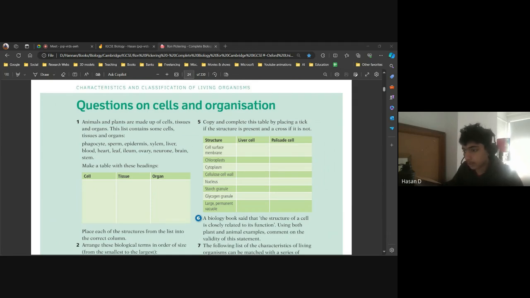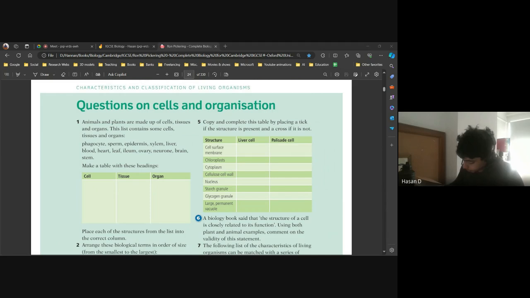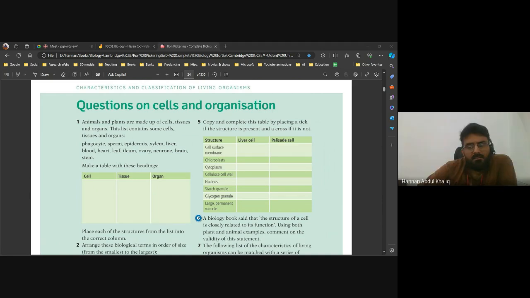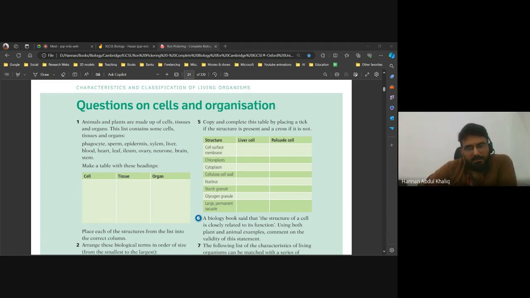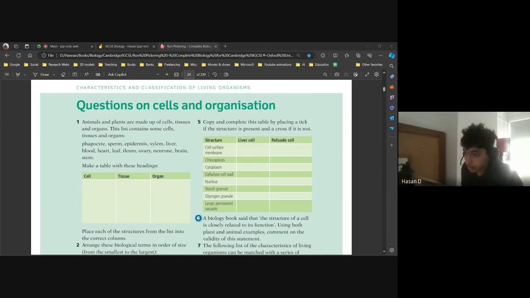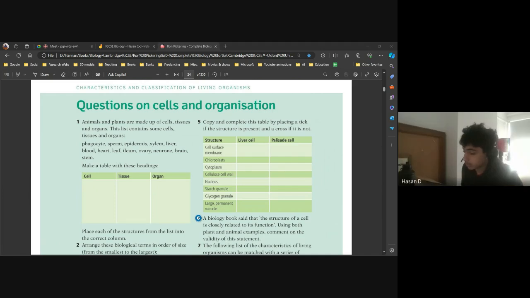Okay, so I've done the organization, and some of them I don't know, so I've just left them. The phagocyte, I don't know what it was, so I didn't put it. It's a white blood cell. So it's a cell. Yes. Phagocyte. And sperm, I put in cell. Epidermis, I don't know what it was.